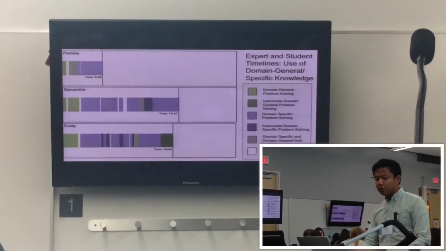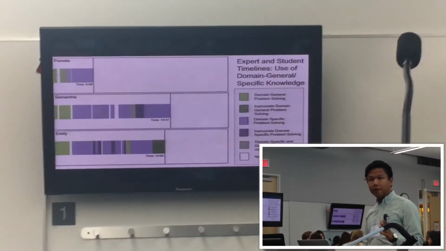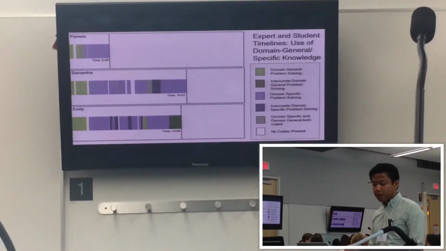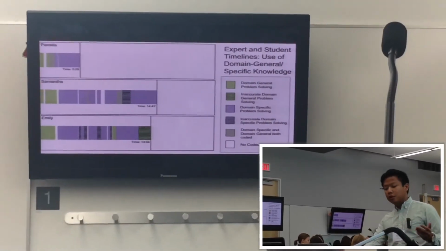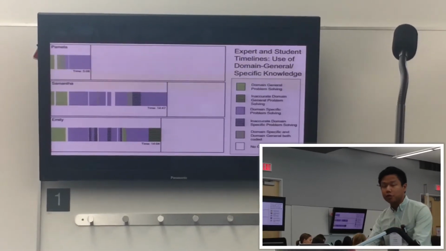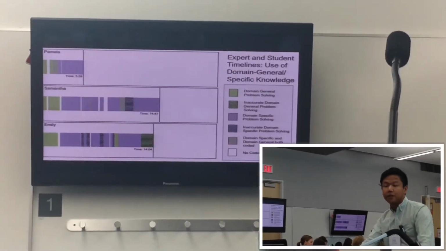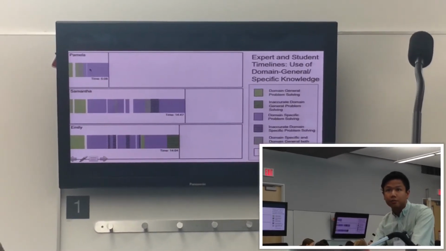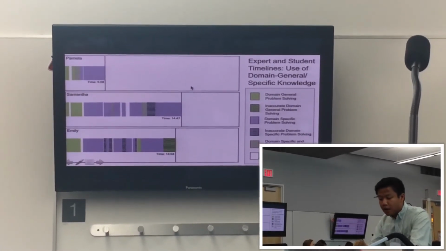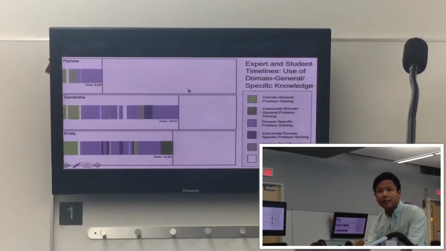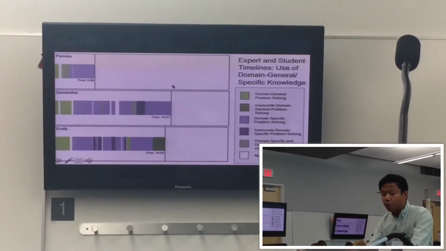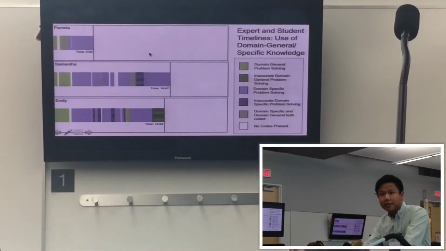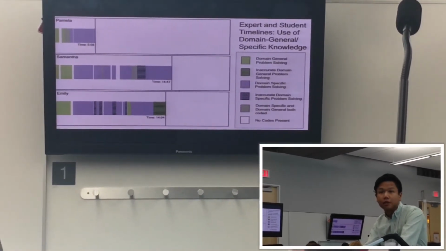So we're going to zoom in on 3 timelines here. Pamela in the very front is an expert, and Samantha and Emily down below are students. So right away you can note that experts and students use both domain general and domain specific knowledge to solve a problem. However, you can see that the expert, Pamela, is more accurate. They don't have the stripes and spend a significantly less amount of time on problem solving compared to students.